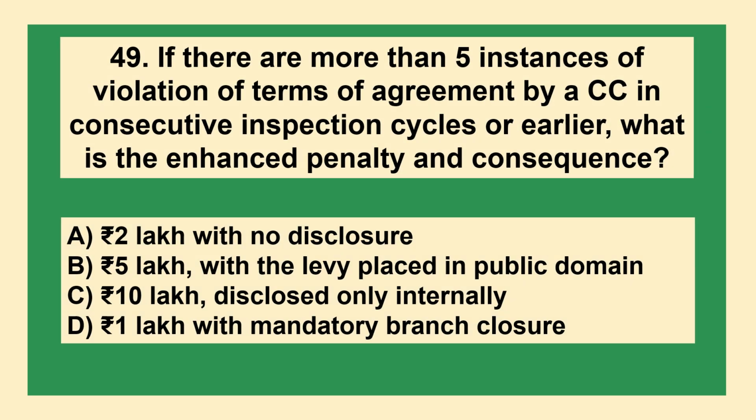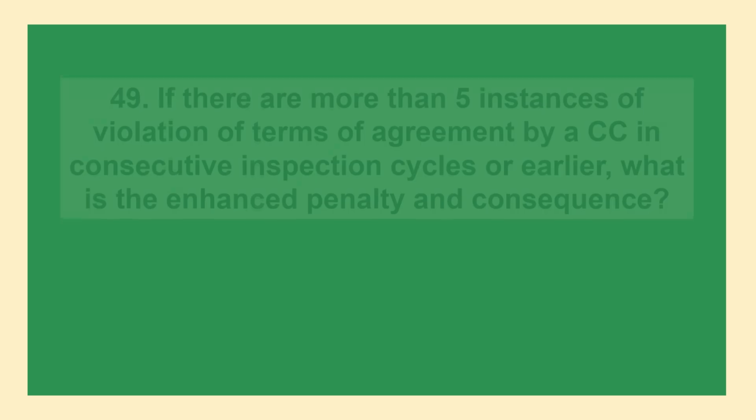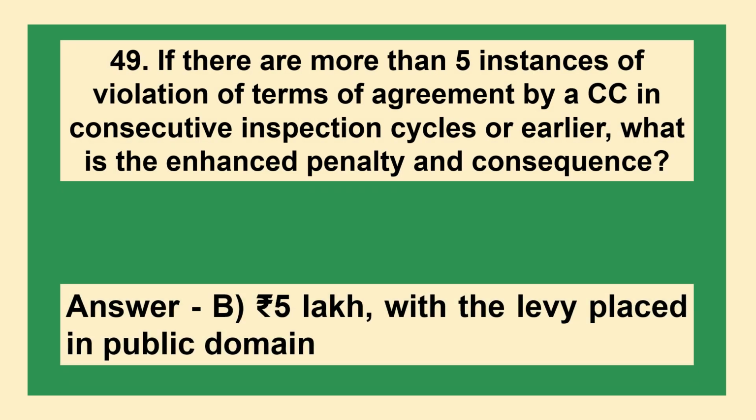If there are more than 5 instances of violation of terms of agreement by a CC in consecutive inspection cycles or earlier, what is the enhanced penalty and consequence? Option A rupees 2 lakh, no disclosure. Option B rupees 5 lakh, with the levy placed in public domain. Option C rupees 10 lakh, disclosed only internally. Option D rupees 1 lakh with mandatory branch closure. The answer is option B, rupees 5 lakh with the levy placed in public domain.